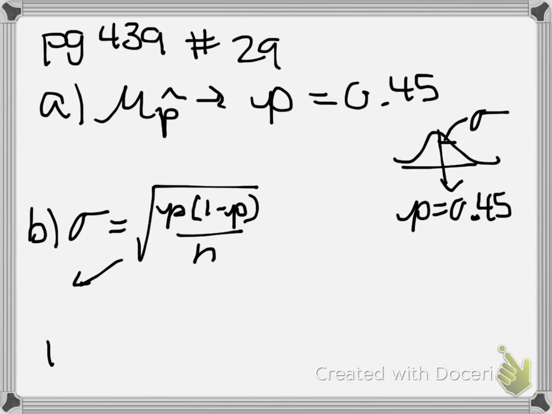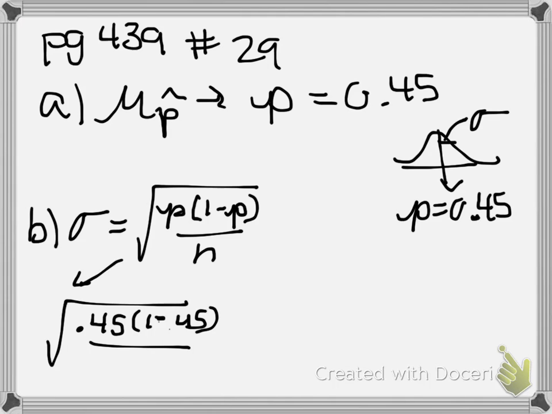So we write in there the square root of 0.45 times 1 minus 0.45 divided by n, and n is equal to 25. When we evaluate this, we get our standard deviation equal to 0.0995. They ask you to check your 10% condition.